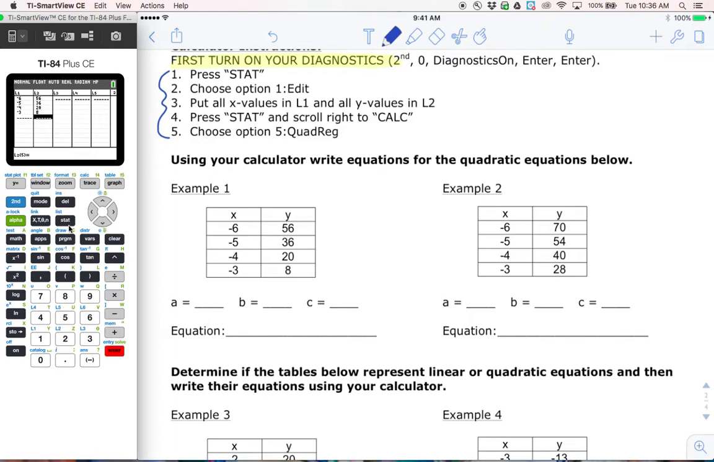So what we want to do, we did the first step, right? We did this first step. We put these numbers in. So we're all the way now down to step 4. We're going to go back to stat. We're going to go over to calc. Now, y'all, we're going to choose option 5, which is quadratic regression.